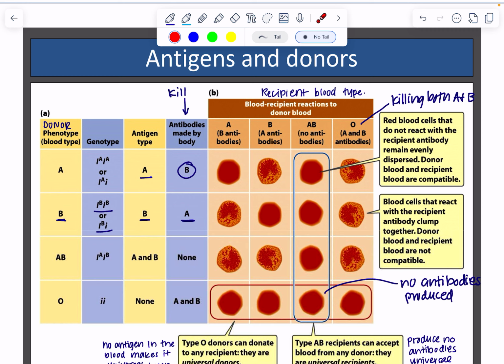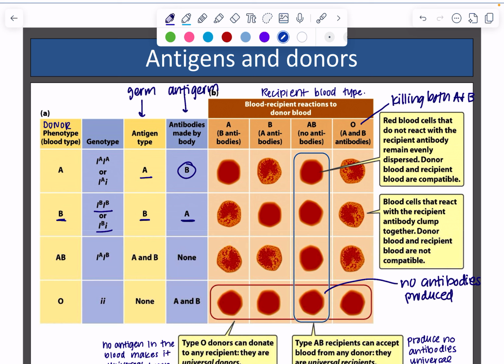I feel like I'm on a rant here. So I think this is the part where you need to study. You need to just remember that AB has no antibodies, so it's not going to kill any foreign blood. And O has both antibodies, so it's going to kill every blood type except for O, which has no antigens. So think about it like this is the foreign thing, or you could call it a virus. It's not a virus, but you can think about it that way. Or maybe a germ, call it a germ. And this is your antibiotic or your anti-germ.